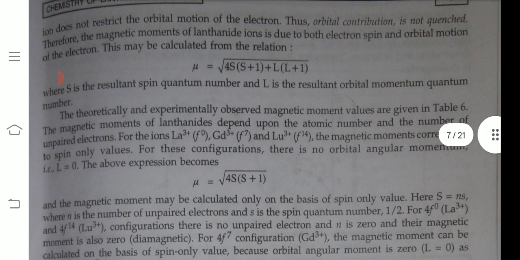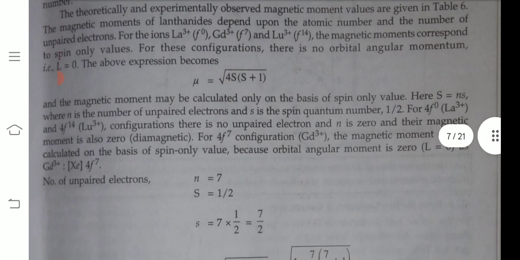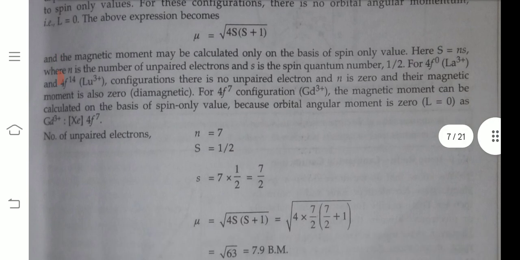The magnetic moments of lanthanides depend upon the atomic number and the number of unpaired electrons. For the ions lanthanum 3+, gadolinium 3+ and lutetium 3+, the magnetic moments correspond to spin-only values. For these configurations, there is no orbital angular momentum, that is L is equal to 0, and the magnetic moment may be calculated only on the basis of the spin-only value.